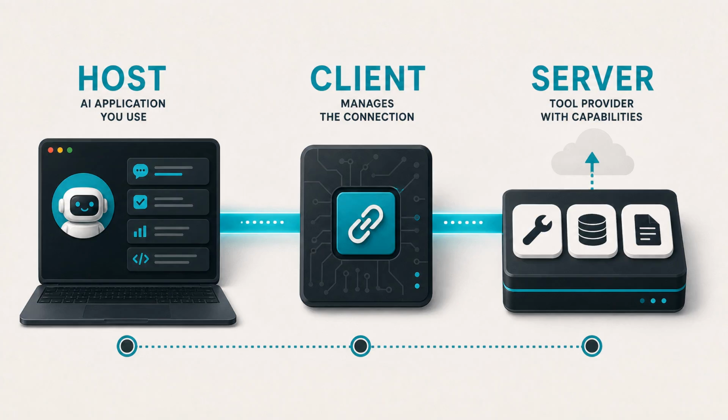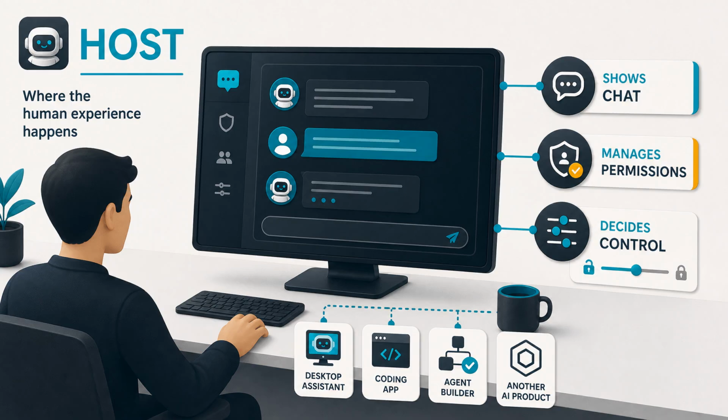There are three main pieces to understand. A host is the AI application you use. A client is the part inside that app that manages a connection. A server is the tool provider that exposes useful abilities or information. The host is where the human experience happens. It could be a desktop assistant, a coding app, an agent builder, or another AI product. The host shows the chat, manages permissions, and decides how much control the user gets.